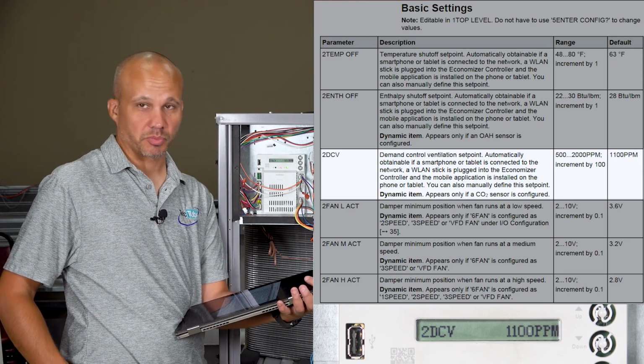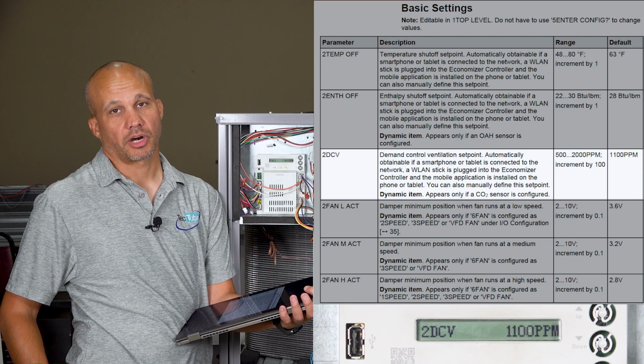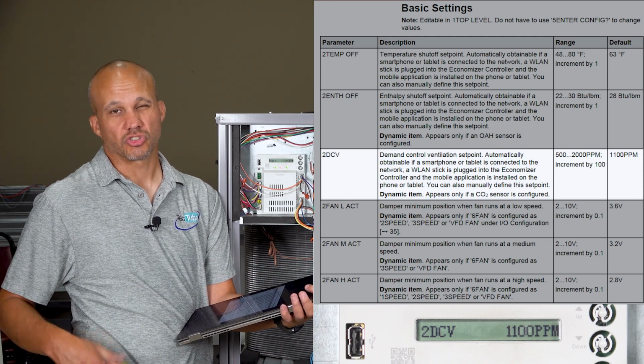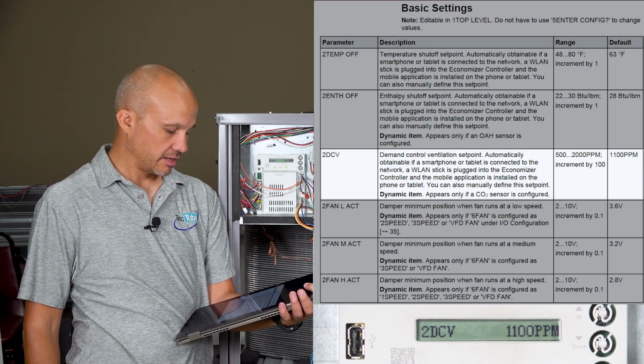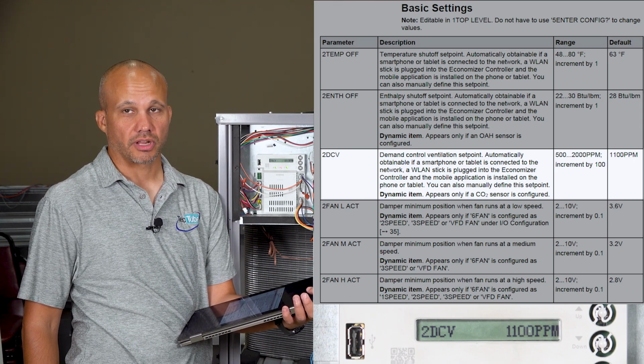So 1100 parts per million is a pretty common choice. Most codes would be 700 parts per million above the outside air level. It's usually like 400 or 450 outside. So 1100 ends up being a pretty common set point. You can only do 100 increments, so 1100 is where you'd want to leave it.